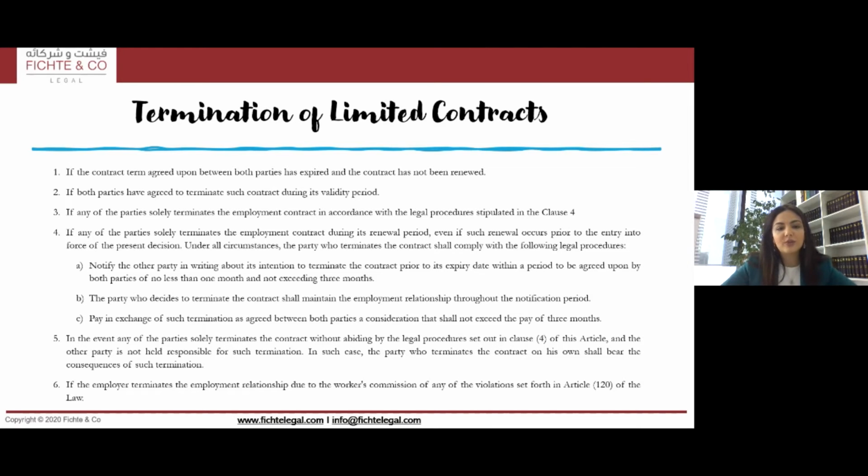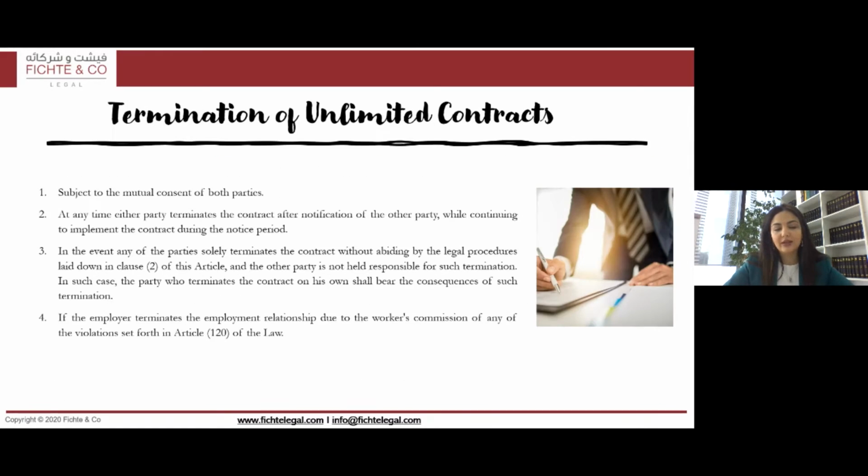So if we move forward and see the termination of unlimited contract in our next slide, you can see that for unlimited contracts we have kind of limited options, but there's 4 options. Again, first is the same when you can terminate by mutual agreement. Second option is when either party terminates the contract with giving the proper notification as per the law and as per the contract. Third option is termination by one of the parties without giving notification.